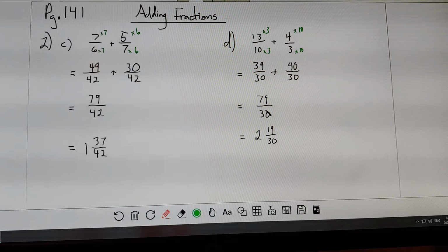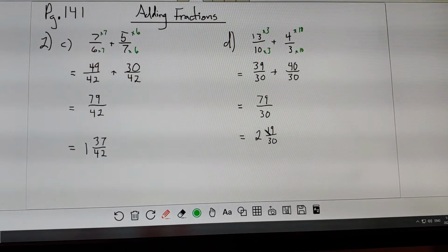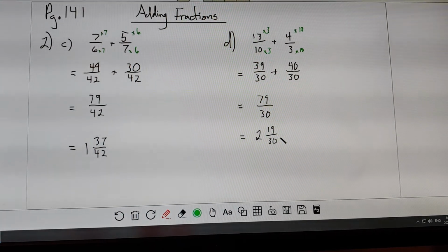How many groups of 30 go into 79? Well, one group of 30 is 30. Two groups of 30 would be 60. Three groups of 30 would be 90. So I'm not getting three groups, so two whole groups, which is 60. Once I take 60 out of this, it's sitting right there. That's 60/30ths right there. I have 19/30ths left over.